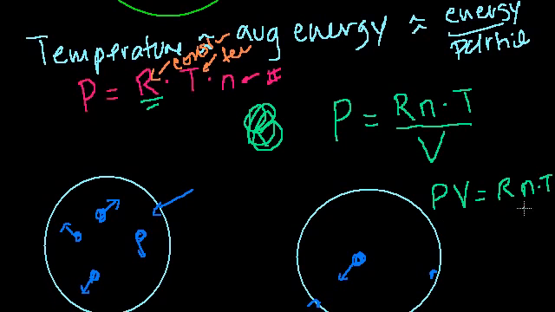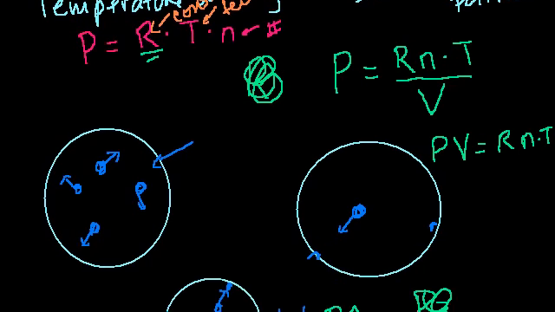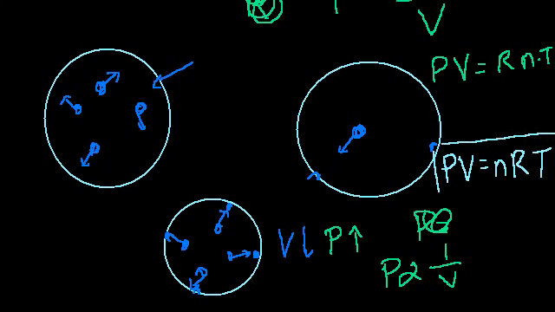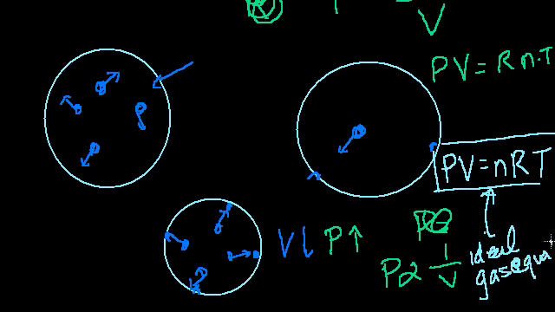And just to switch this around a little bit, so it's in a form that you're more likely to see in your chemistry book, if we switch the N and the R term, you get pressure times volume is equal to N, the number of particles you have, times some constant times temperature. And this right here is the ideal gas equation. And hopefully it makes some sense to you.